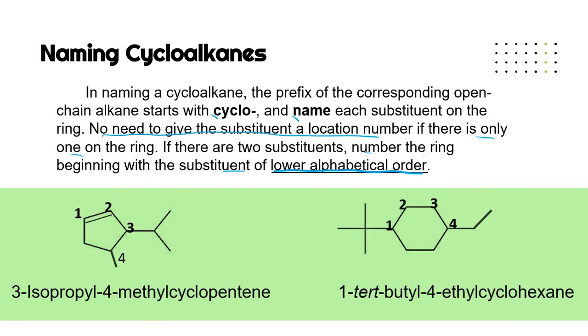What is included in the alphabetization? The word cyclo is included, and iso is included too. But cyclo is only alphabetized if it is a branch, when your ring is the one that is smaller. Sometimes the ring can be a branch, and then the other chain is the parent chain.